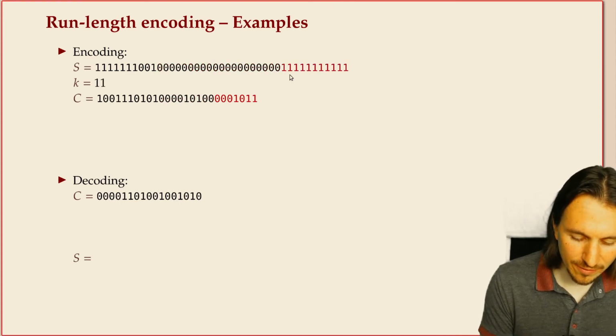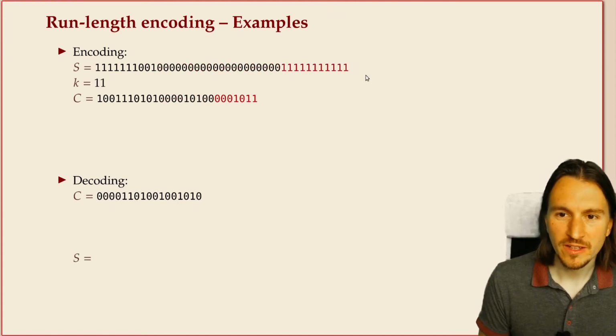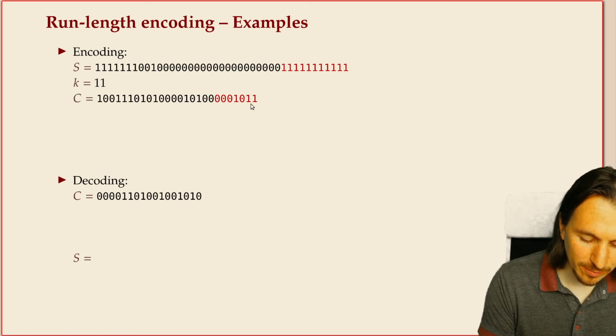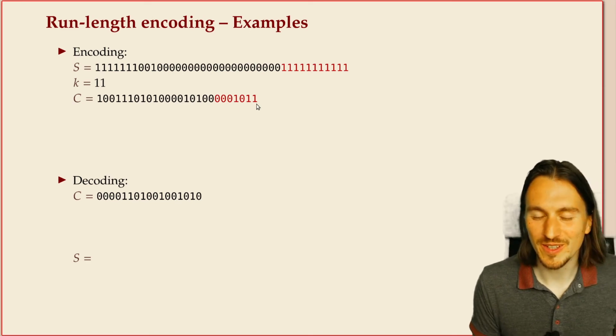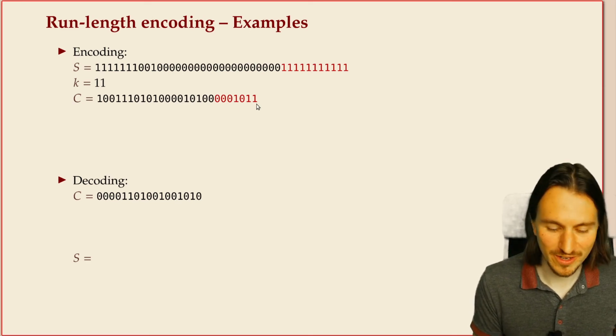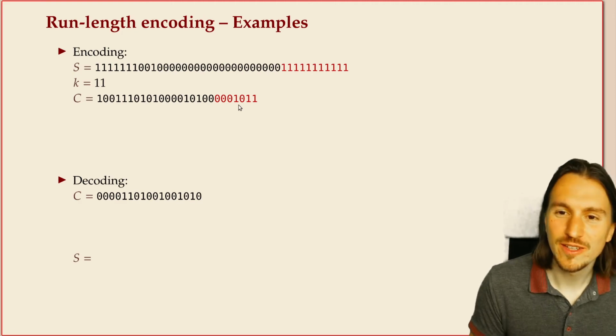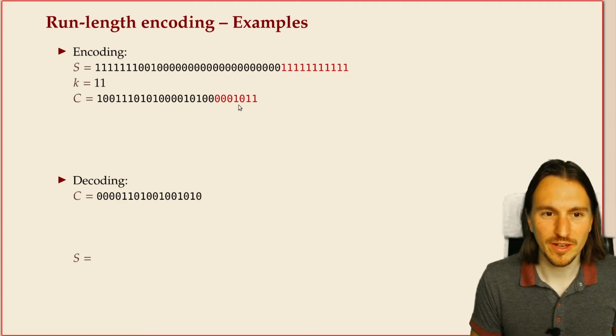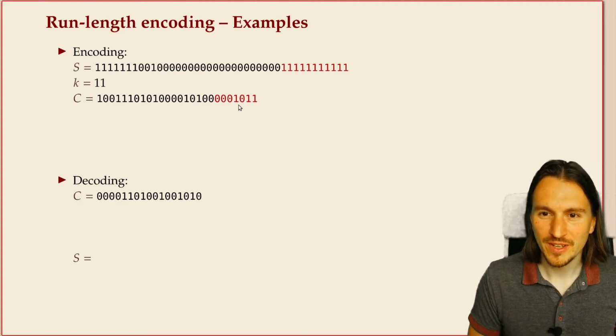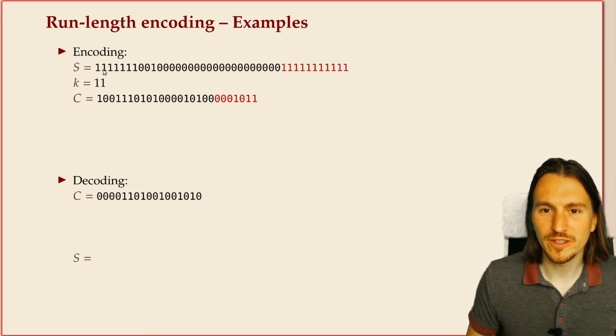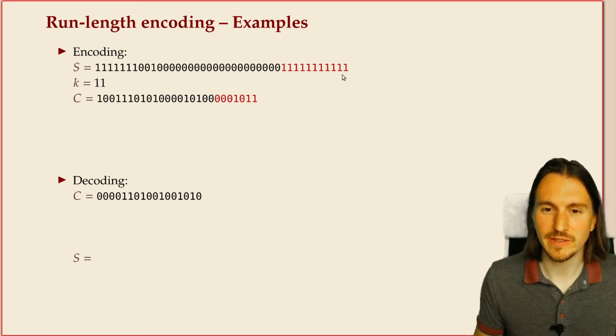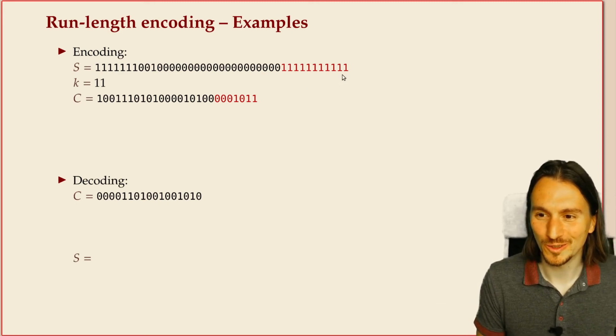And another one, 11 ones at the end. 11 is 8 plus 2 plus 1. So it's a 1, 0, 1, 1 in binary. And adding the 3 zeros to code the length gives you the result. So that is the coded text for run length encoding of this bit string. That's the entire method now in its full glory.